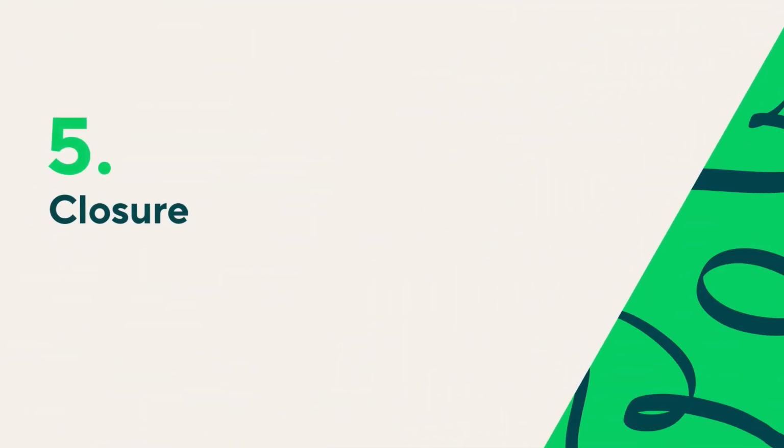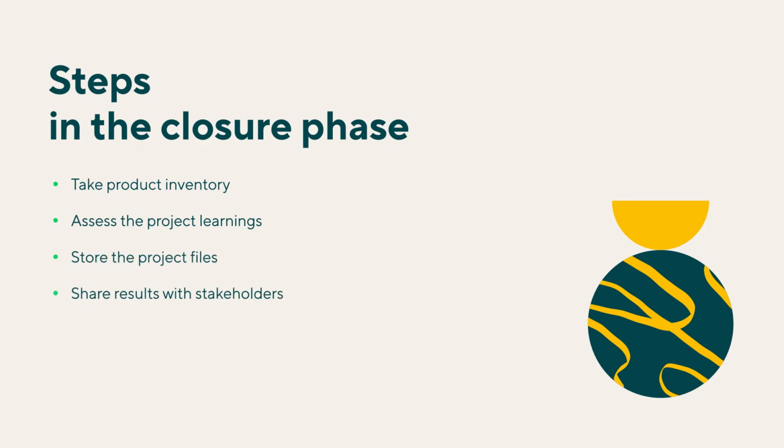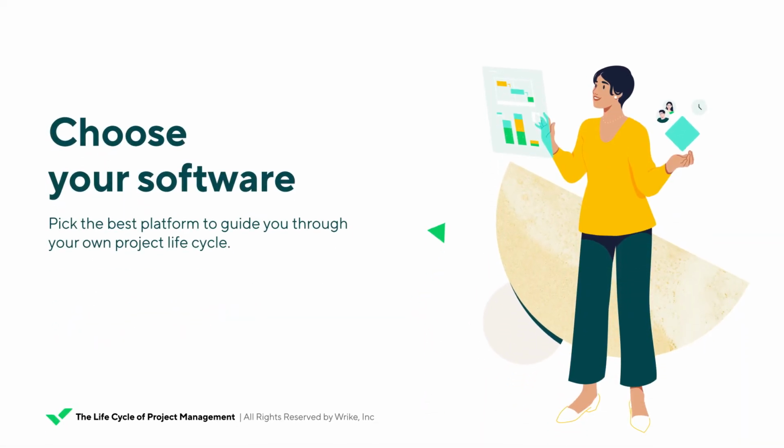When the customer accepts the project deliverables, the project enters its final phase, closure. Though the project is officially finished, there are still some remaining tasks to complete. In the closure phase, the project manager will do the following: take product inventory, assess the project learnings, store the project files, share results with stakeholders, acknowledge the team's work, and tie up any loose ends. They will then hand the project over to the client or team in charge of managing the deliverables. At this stage, a kitchen renovation project would be fully complete and the homeowners would ideally be happy with the results. So now you know all about the life cycle of project management.